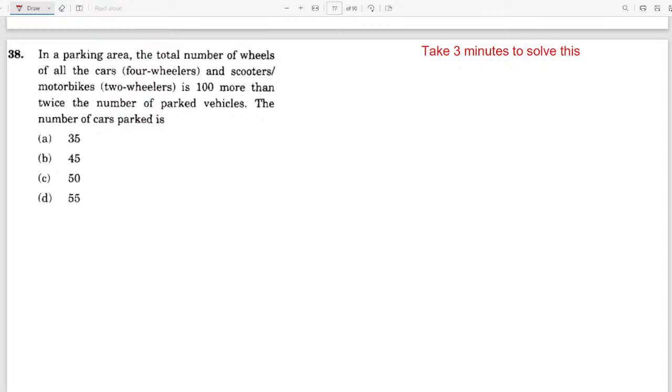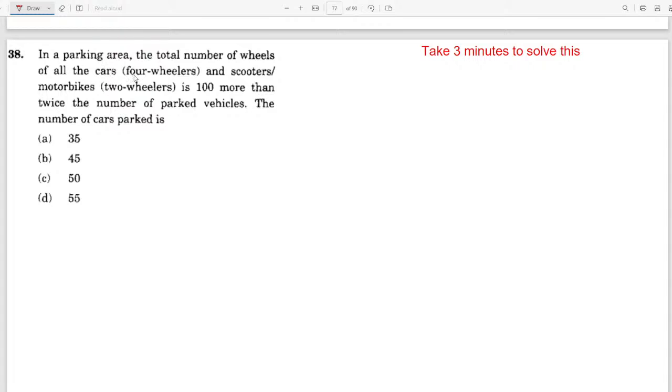It's time. People who have not yet posted their answers, please post. So some people have got C and few people have got option B. We'll see how to go about this question here. In a parking area, the total number of wheels of all the cars, 4-wheelers, and scooters, that is motorbikes, 2-wheelers, is 100 more than twice the number of parked vehicles. The number of cars parked is.